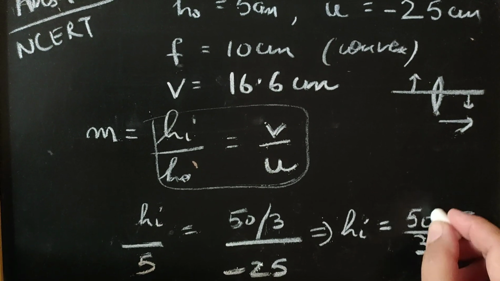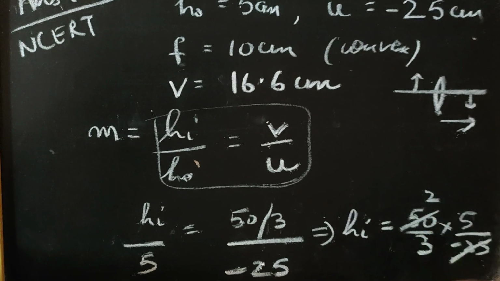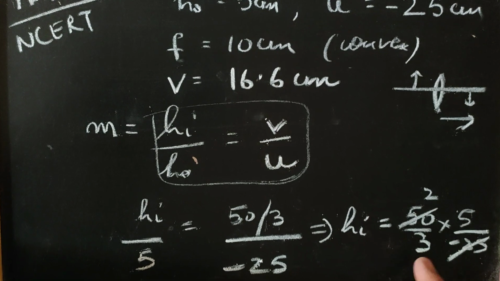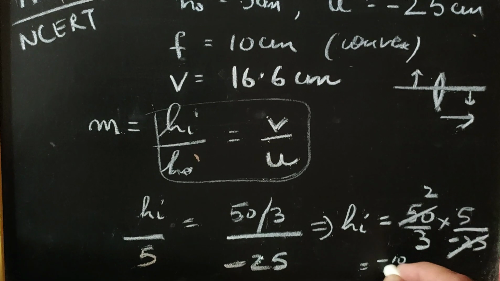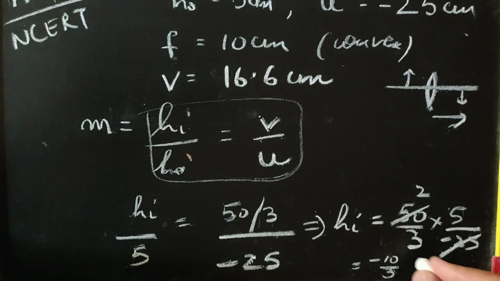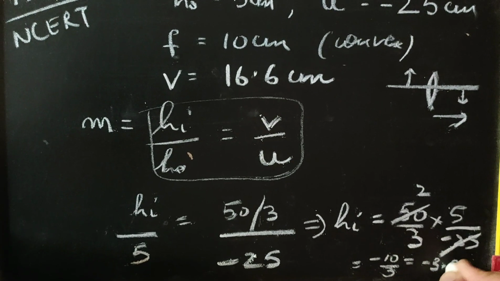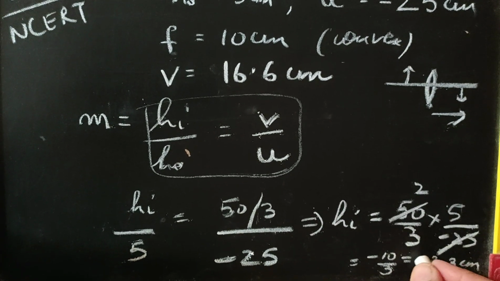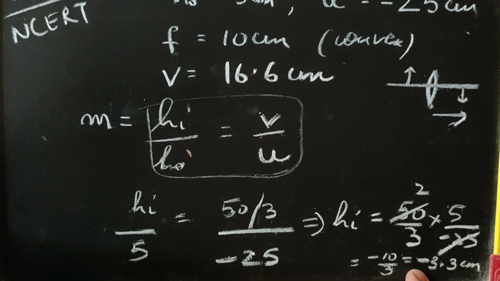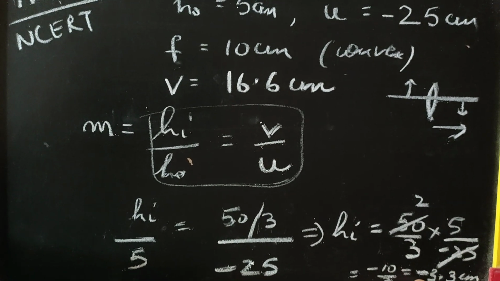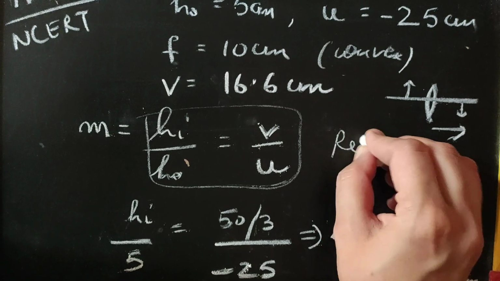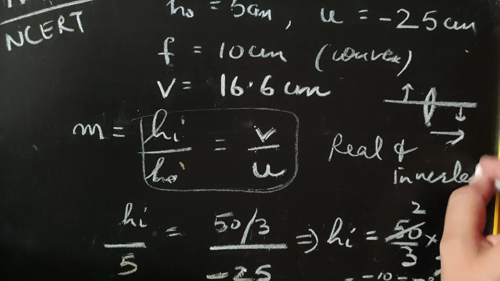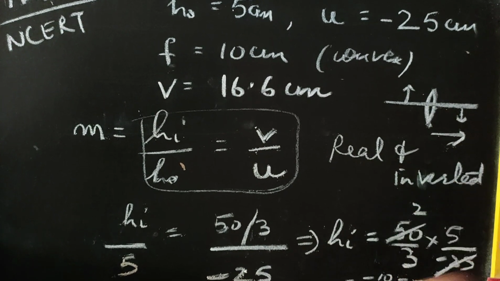So this is one simplification that we can clearly do. The answer that I am getting here is minus 10/3, or I can simplify it further by writing it as minus 3.3 centimeter. That is the height of the image. Now you can see the height of the image is coming out to be negative. So this gives a clear indication that this image is real and inverted. So we have answered all the three parts of the question.